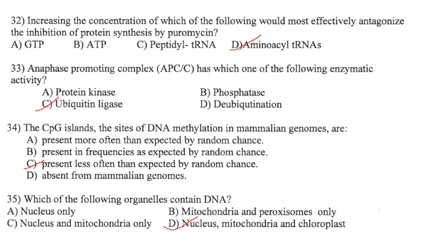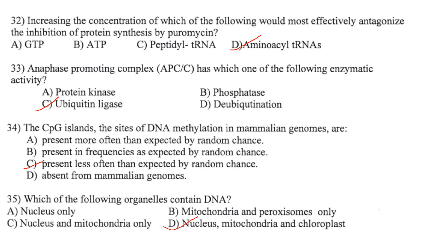So they have asked which would effectively antagonize the inhibition of protein synthesis by puromycin. I told you already, puromycin, part of it resembles aminoacylated tRNA. So aminoacyl tRNAs would be the answer here. The next one. Anaphase promoting complex has which one of the following enzymatic activity? So it is ubiquitin ligase. Answer is option C.